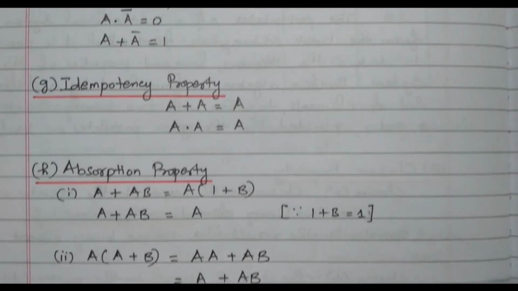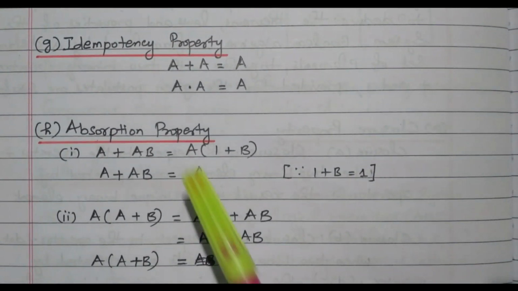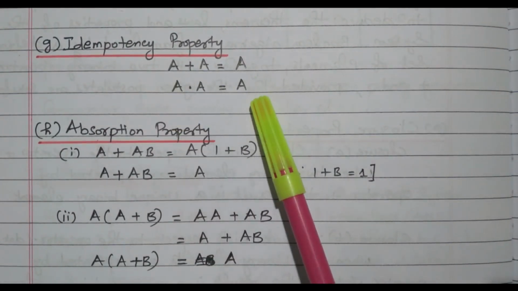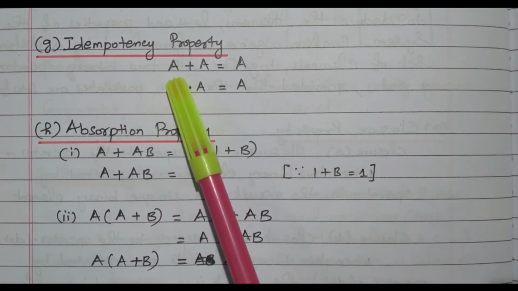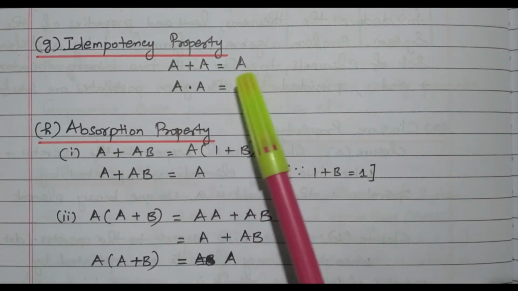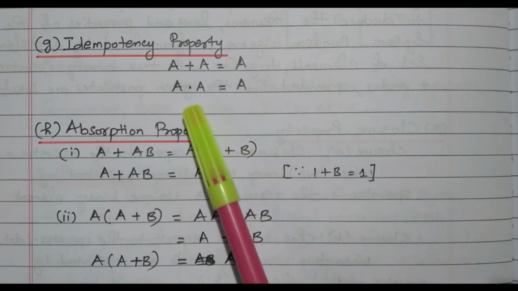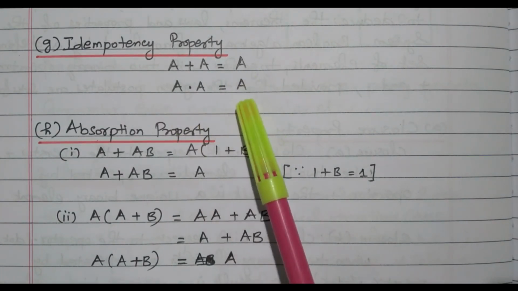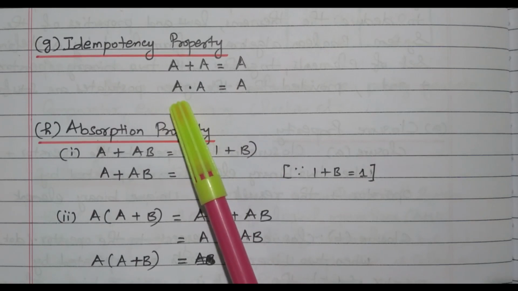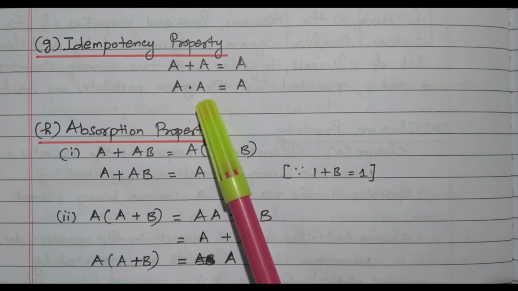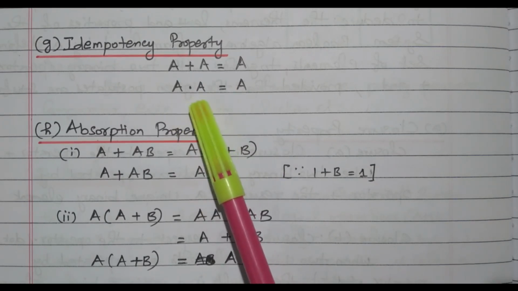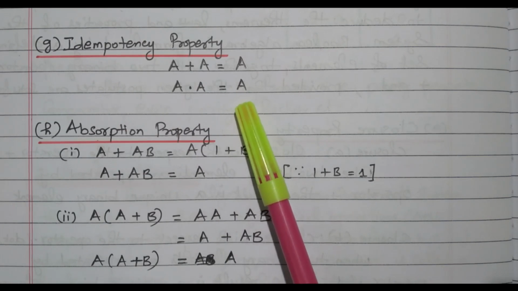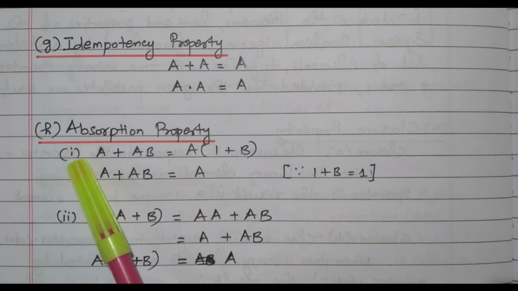The next one is the idempotency property, A plus A equal to A. So with the variable A, if you add A any number of times, you will get the same value A. Similarly, A dot A also will give A. Right? A is the variable, and while adding or multiplying the same variable again and again, we get the same value only. Next we'll see the absorption property.